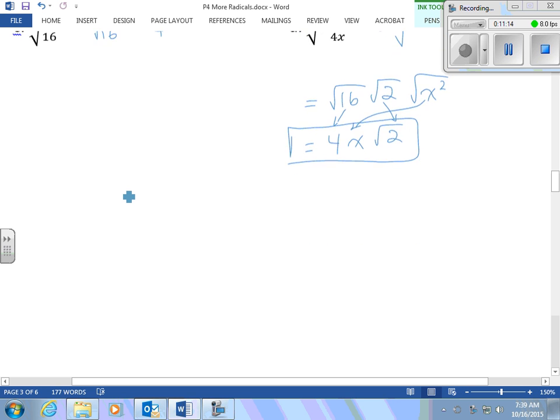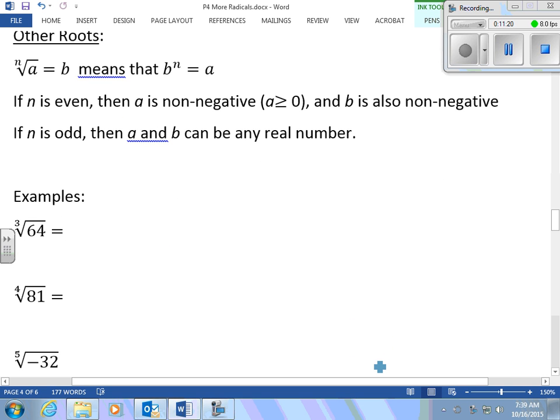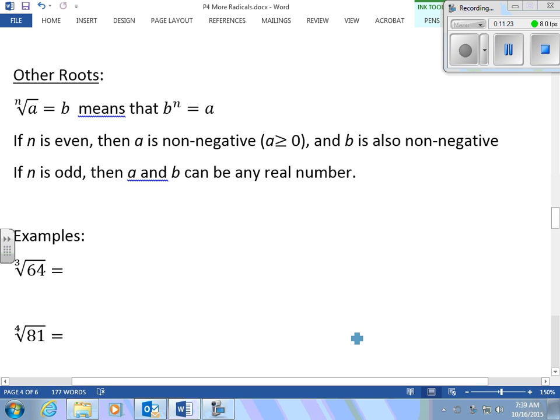Okay, we've done square roots, lots of that. We've added a little bit of extra skill. We're now going to look at other roots. So what happens when it's not just a square root? If we have the nth root of a, which is how you would say that, the nth root of a equals b, means that b to the power of n equals a. So if n is even, a is non-negative, and b is also non-negative. If n is odd, then a and b can be any real number. So n, in this case, when you see a number in the radical sign, it's called the index of the radical.